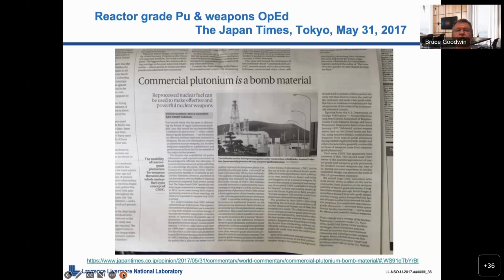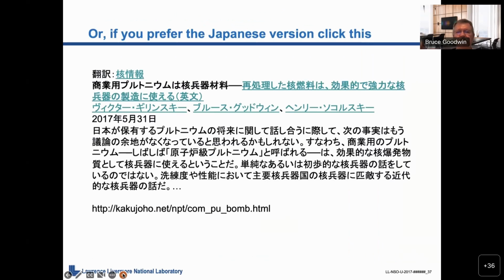And for those of you who might be interested, Henry, Victor Galinsky, and I wrote an editorial for the Tokyo Times about 5 years ago on commercial plutonium being a usable bomb material. And that website down below would allow you to see it in English. If you prefer the Japanese, you can also see that.